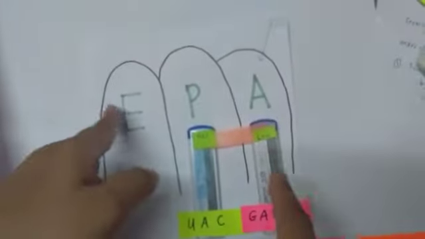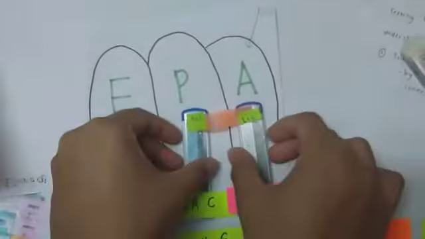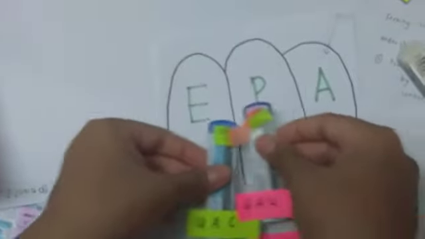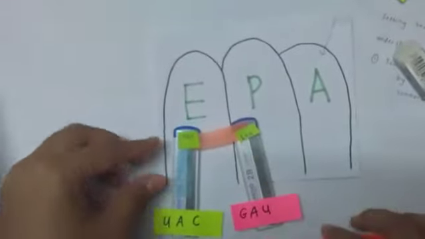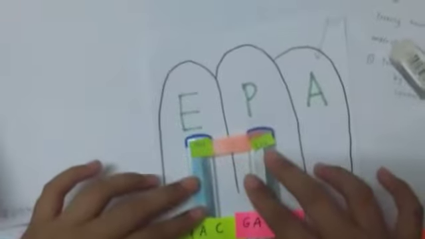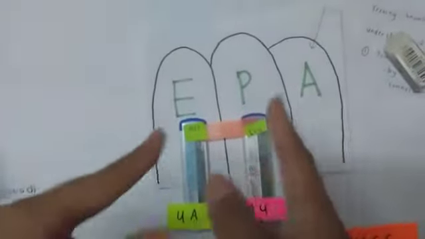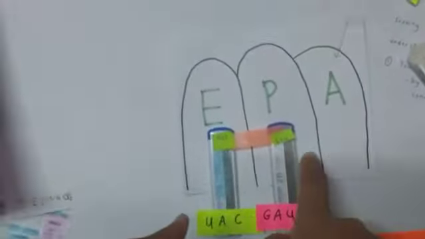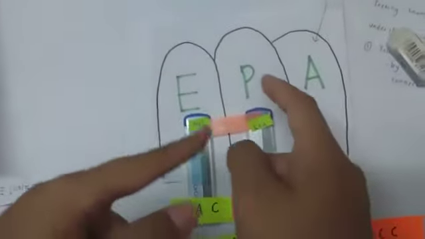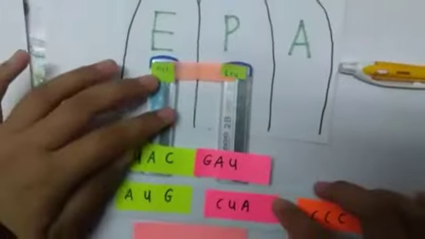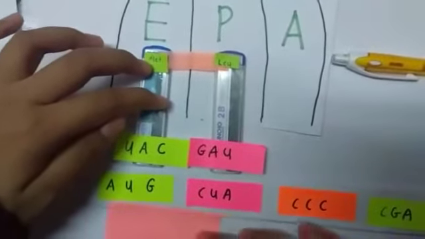And then the third step is translocation. The ribosome will move a codon ahead, which means it will be like this. The tRNA on the A site will move to the P site, and the tRNA on the P site will move to the E site. The tRNA on the E site will move out.